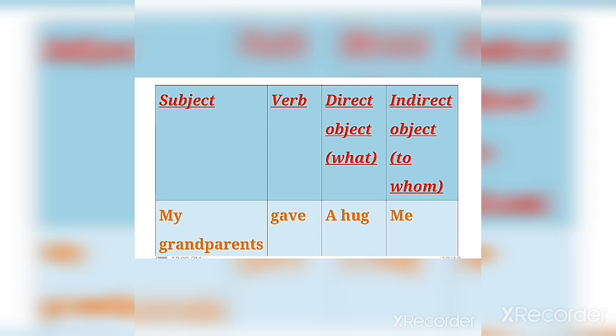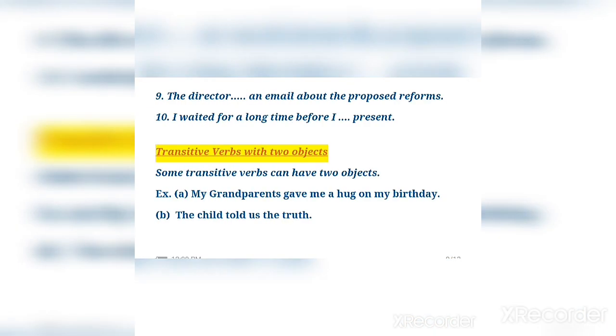So the first sentence says that my grandparents gave me a hug. So grandparents become the subject and then the verb is gave, direct object which always questions what. Okay, so that is a hug, and then after, indirect object always questions to whom, that is me. So my grandparents gave me what? So the answer will be a hug.